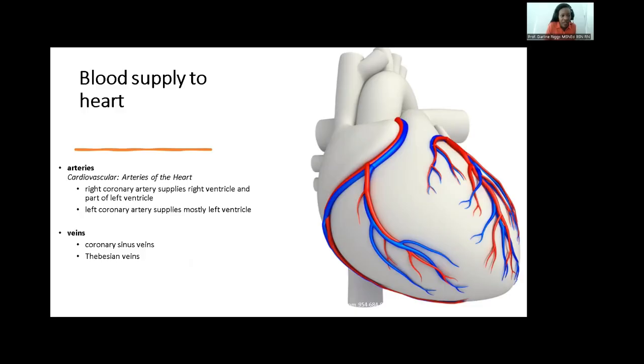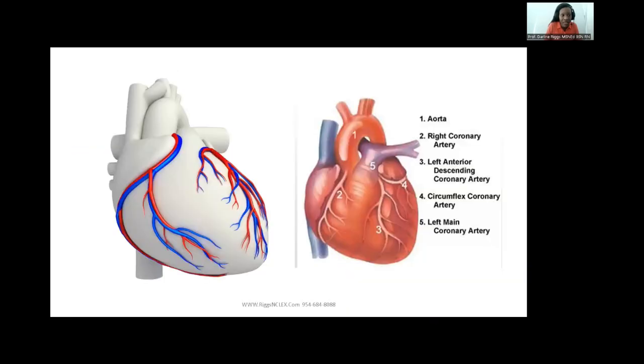And then, of course, you have the veins, the coronary sinus veins, and the Thebesian veins, which help to remove all of that waste. So this is a great picture to keep in mind. I love it. So keep in mind, the heart gets oxygen itself via the coronary arteries. So we never want that blocked. Okay, we need that passageway.